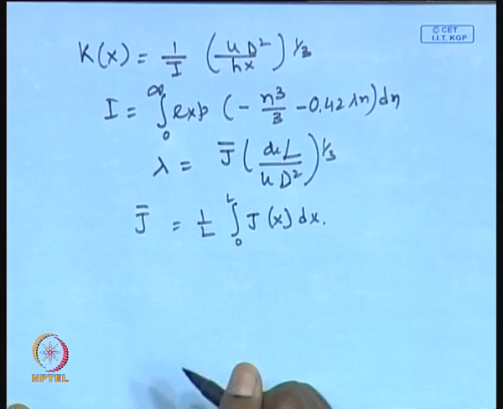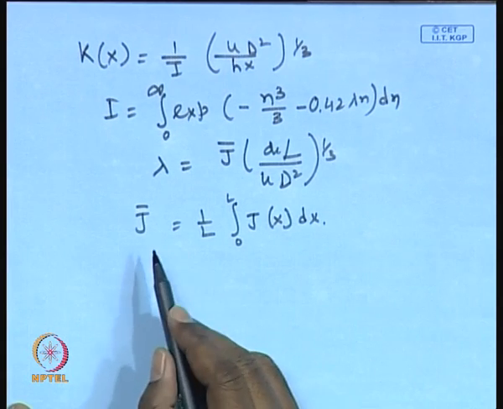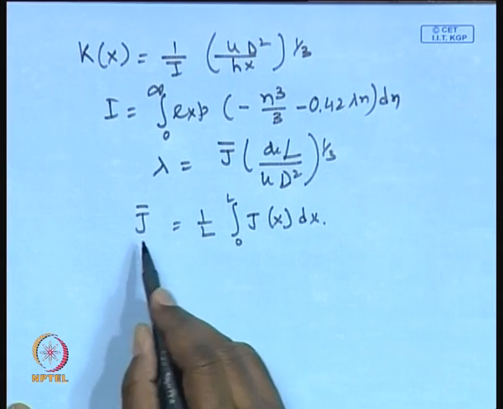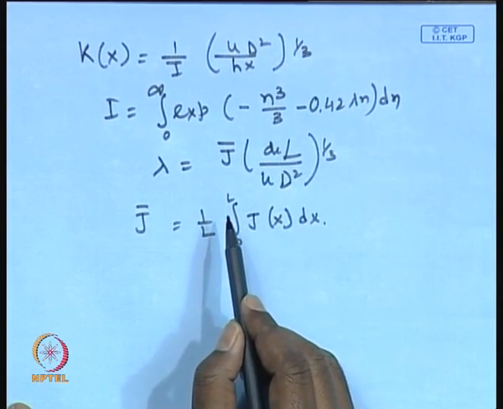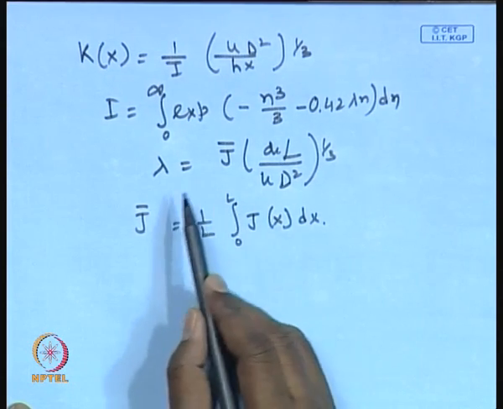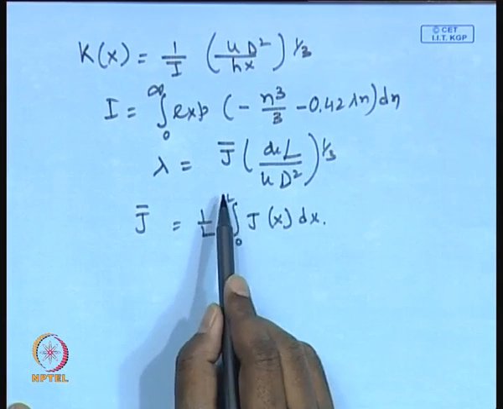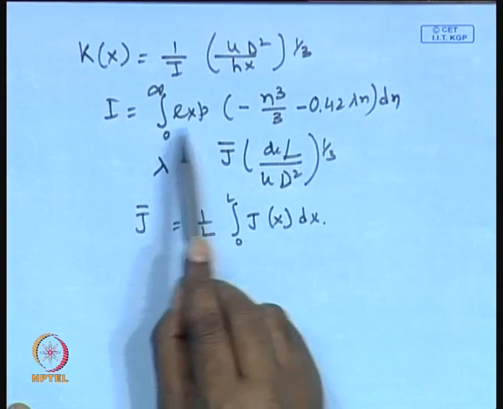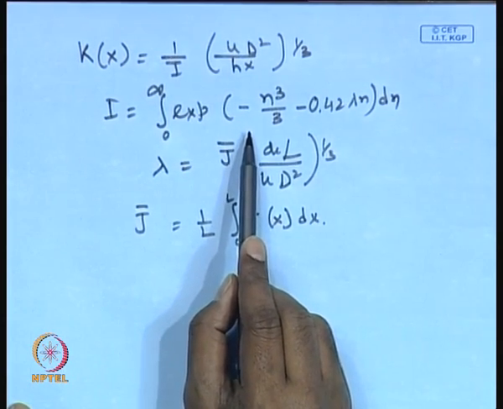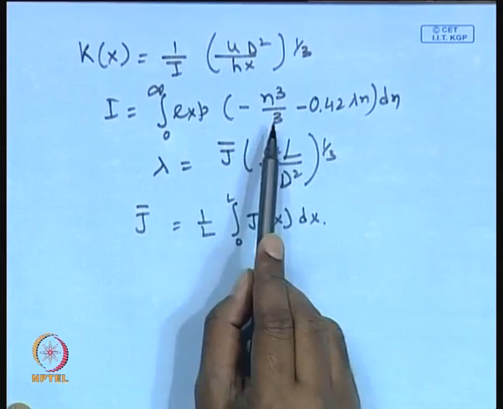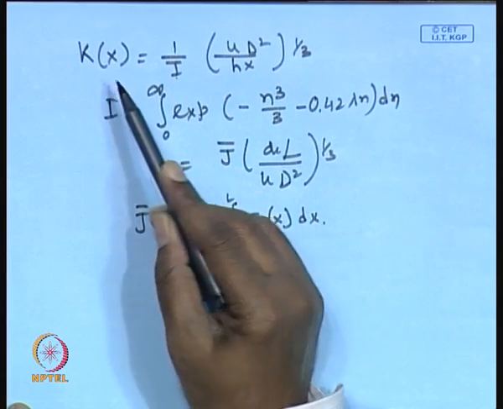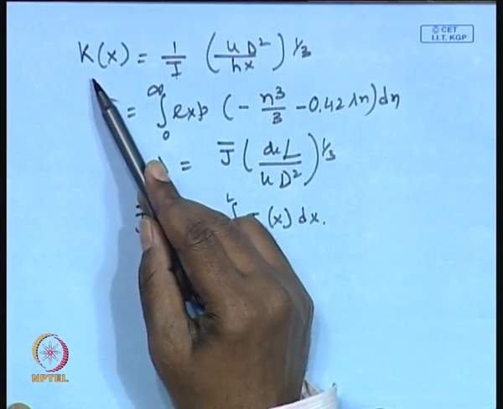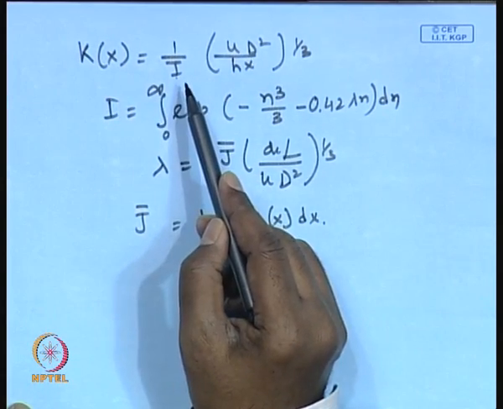So what is the algorithm? The algorithm goes something like this. You guess a value of j bar, the length average permeate flux, and once you guess it, you will get the expression of lambda. You will be in a position to evaluate the definite integral I. Once you integrate I, you will be able to calculate k, the mass transfer coefficient, as a function of x.